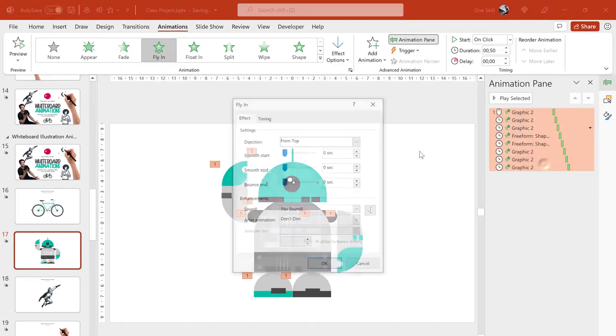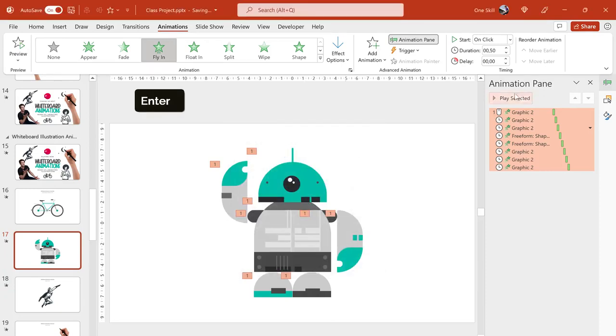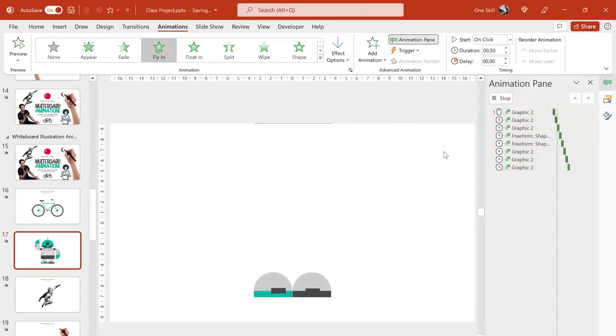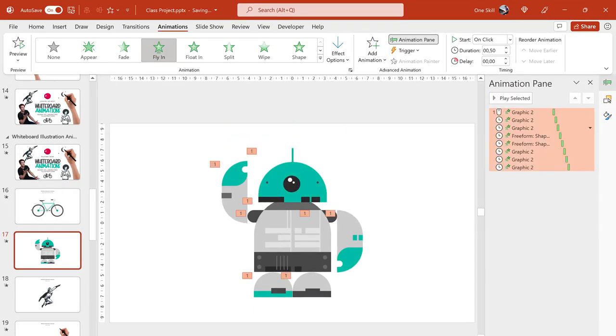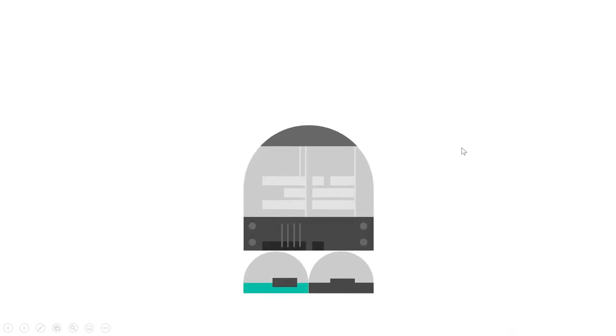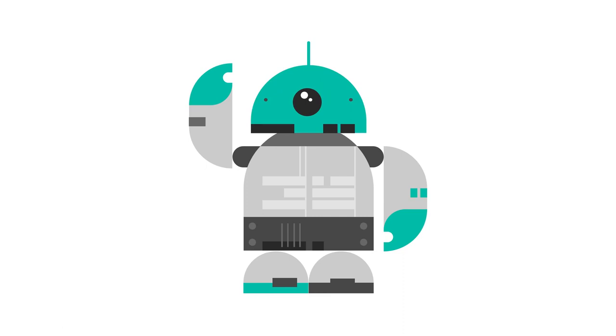Let's just jump to the effect options and let's add a little bit of bounce in just for fun. For example, 0.3 seconds and let's check it out once again. Alright, all of the robot parts are flying in from the top with a little bit of bounce at the end. That's awesome. Alright, so that was pretty much it for this animation where the illustration is appearing by individual parts.